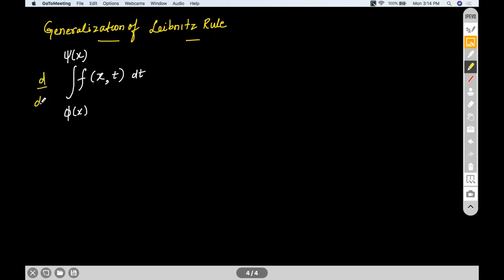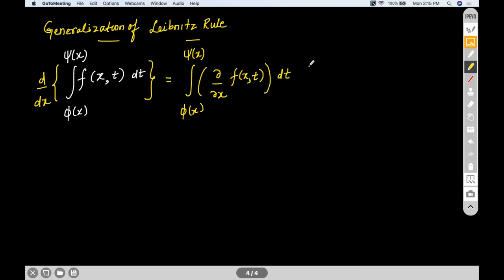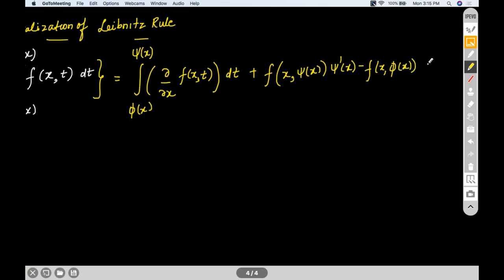Let's say that function of x, I am differentiating with respect to x. How would I do this? Leibniz rule in such a situation gives you a slightly more complicated result. It will be the integral from phi x to psi x of the partial derivative of this function f(x, t) with respect to x, whole integral with respect to t, plus f(x, psi x) into psi dash x, minus f(x, phi x) into phi dash x.